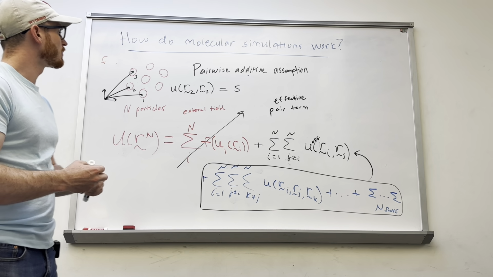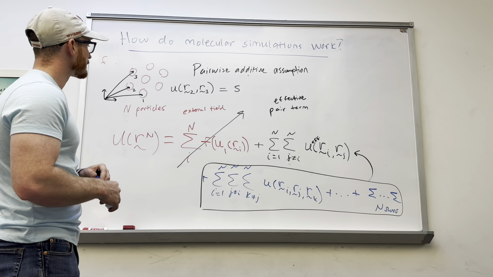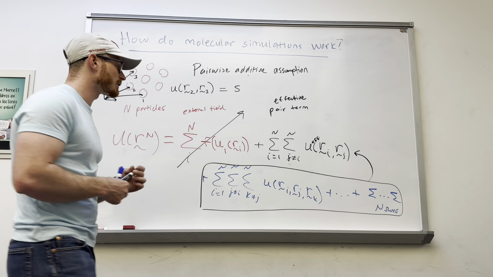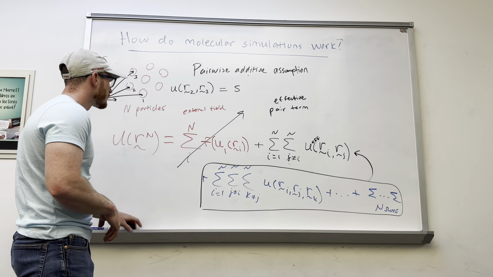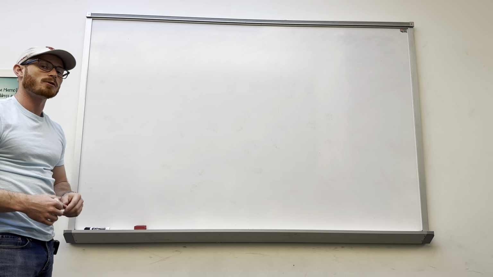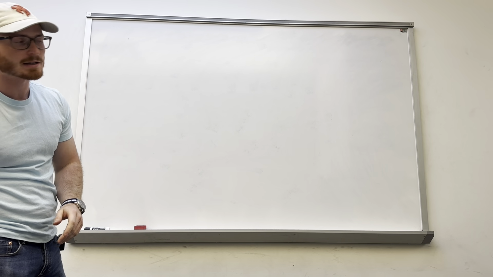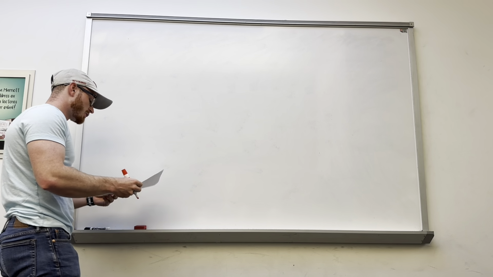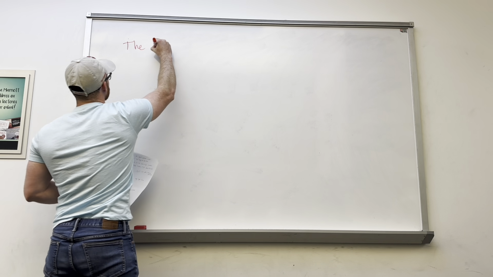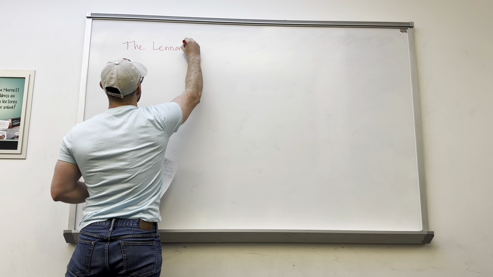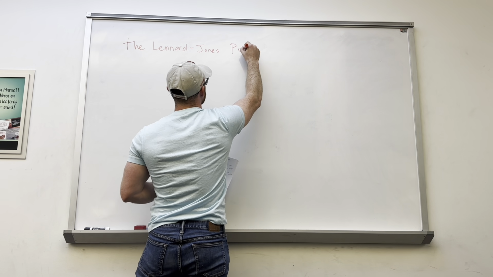And generally as well, this is going to be able to speed up our calculations a lot because we're ignoring these more complex terms. Let's look at an example of a potential energy function. The classic example, the one most everyone starts with, is called the Lennard-Jones potential.